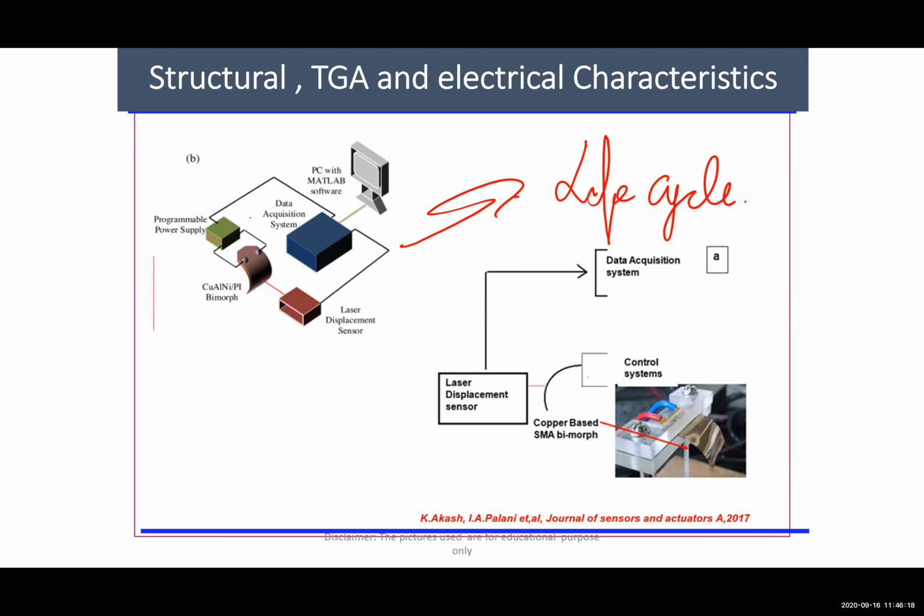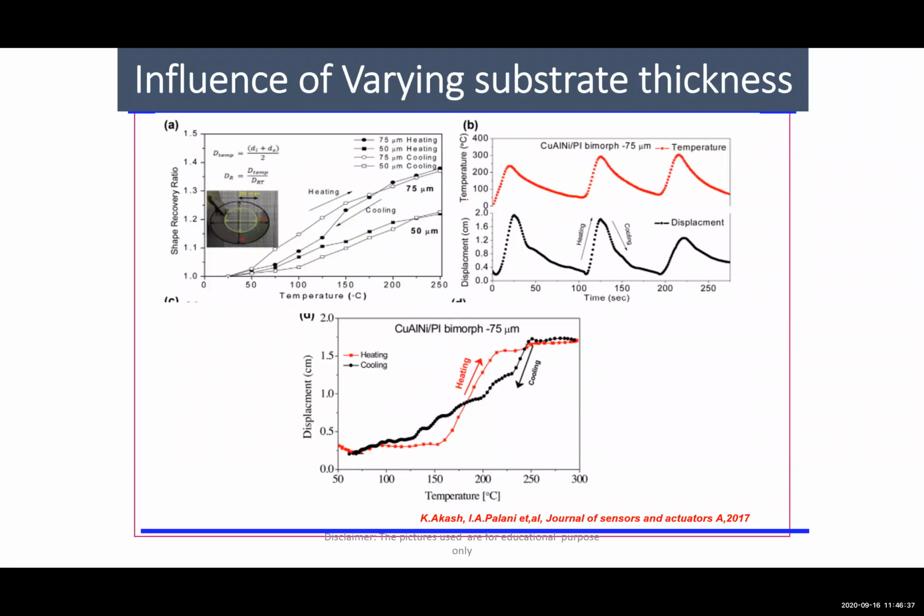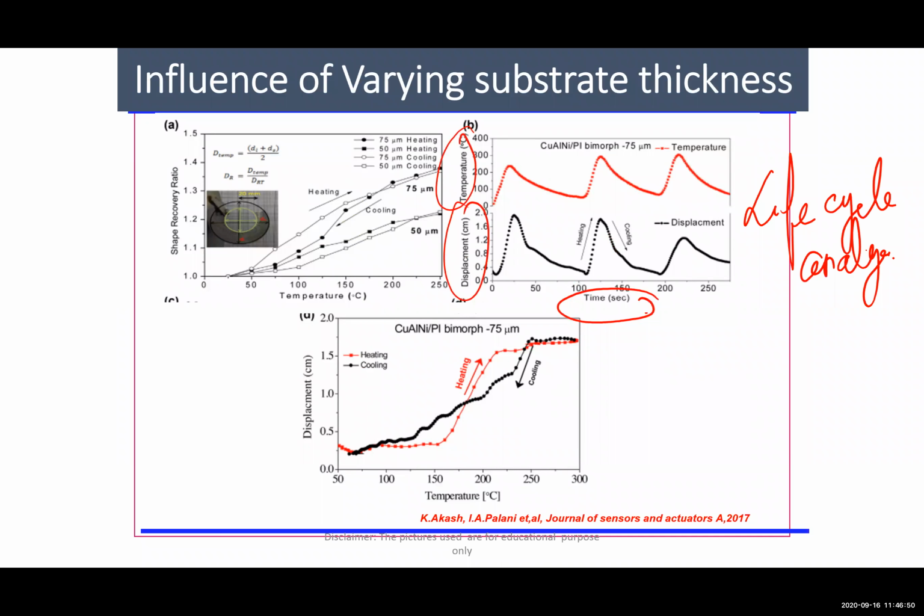What we did is, we had a programmable power supply, connected to the copper-based shape memory alloy. We have a laser displacement sensor, and the laser was directly striking the copper-based shape memory alloy structures, so we can easily monitor the system. We changed the temperature, and with respect to displacement and time t, we studied the heating and cooling behavior, as well as the life cycle analysis. This is a hysteresis plot, which we got to confirm the actuation characteristics of these shape memory alloy structures.